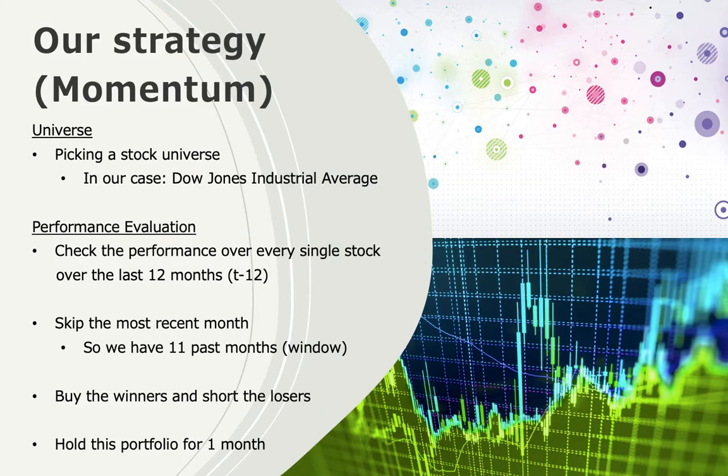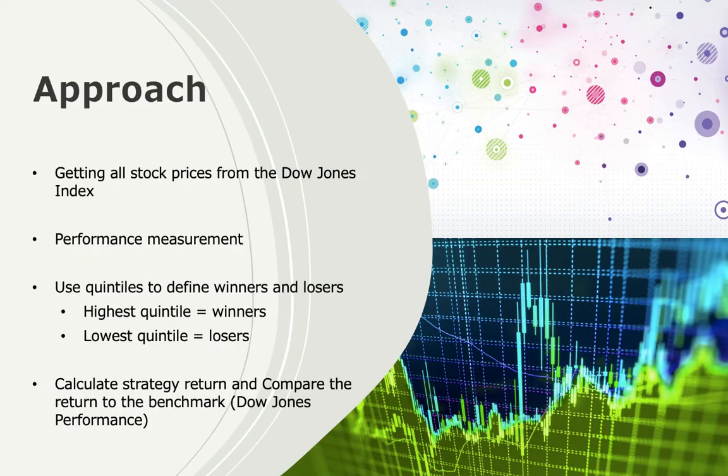Let us take a look at what we need to do in Python to implement this strategy. So first we need to get all stock prices from the Dow Jones. After that we are measuring the performance over the last 12 months, skipping the most recent month. Then we are using quintiles to define winners and losers. A quintile is just slicing the data into equal sized buckets based on the performance. So if we have 30 stocks, as in our case, we would get 30 divided by 5 because of quintiles, equals 6 stocks in every quintile.